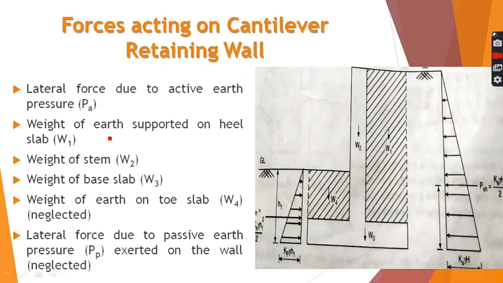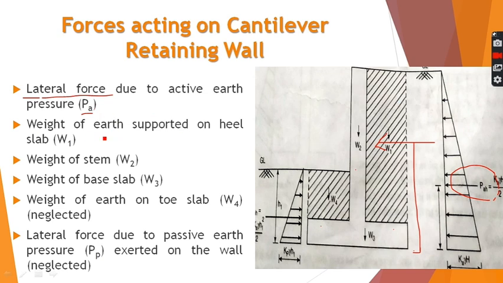Before beginning further, we will have an idea about the different forces acting on a cantilever retaining wall. Consider a cantilever retaining wall having a stem, toe slab and heel slab supporting this backfill. There are different types of forces that act on it together. First is the lateral force due to active earth pressure PA, shown here. This will act like this at a distance of h/3 from the base of the retaining wall.